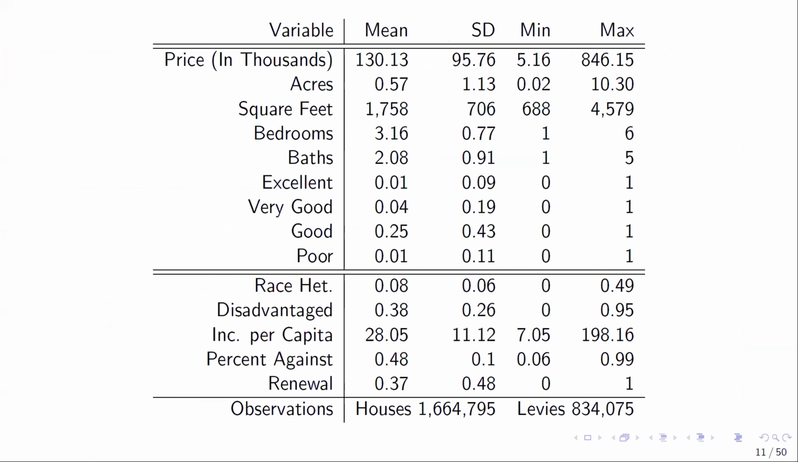Here's just a quick summary statistics. The variables up here on the top are individual house variables. These are school district characteristics. Excellent, very good, good, and poor are just variables I'm going to use as dummies, where whoever lists the house puts the quality of the home. So I'm using those as dummy variables in my regressions. But you can see the average house is between 17 and 1,800 square feet and goes for about $130,000.